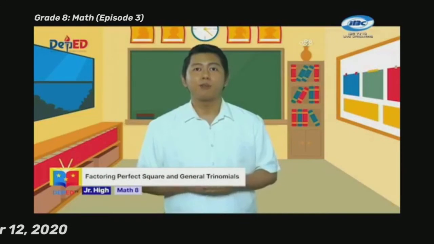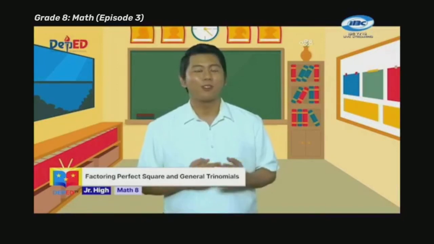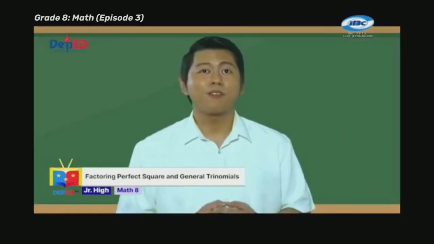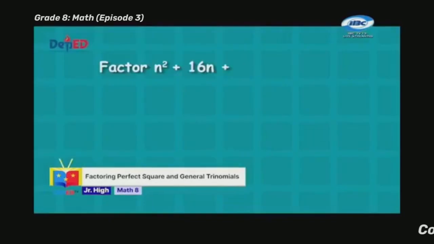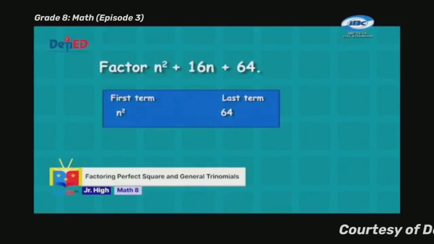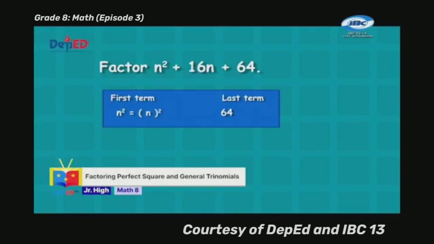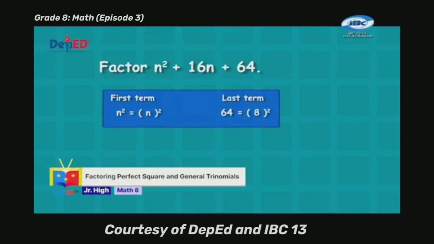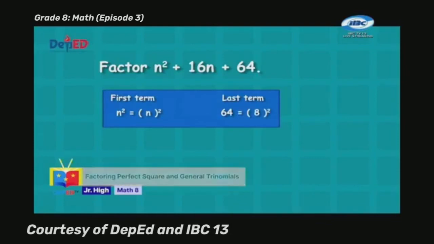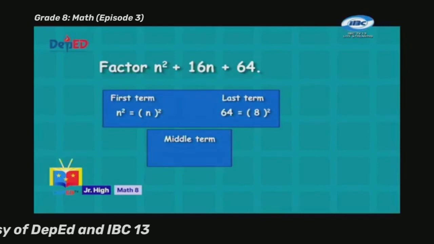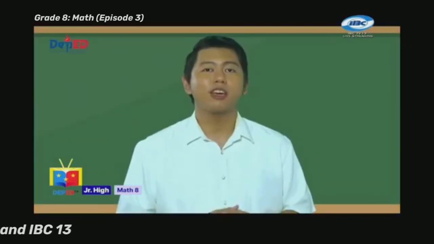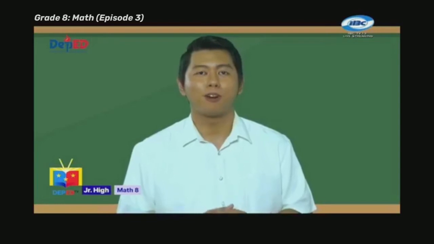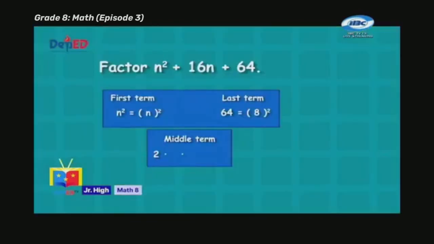We can determine the number of rows of the new chessboard by expressing the polynomial in its factored form. We see if this is a perfect square trinomial. First is to determine if the first and last terms are perfect squares. The first term is already a perfect square of n, and 64 is equivalent to 8 squared. Next, we get twice the product of the expressions and check if it is equal to the middle term of the polynomial. What is 2 times n times 8?